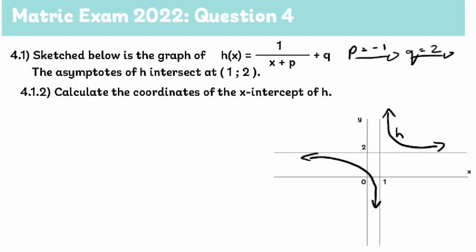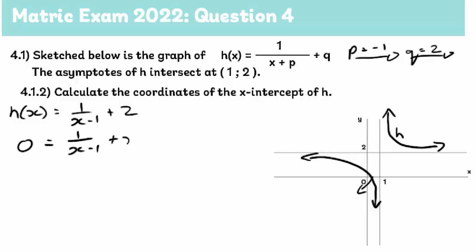Question 4.1.2. Calculate the coordinates of the x-intercept of h. So what the question's asking is, what is this coordinate over here? In order to do that, we need to rewrite the function, and this time insert the values of p and q, which equals 1 over x minus 1, plus 2. How do we work out the x value? We make y equal to 0. And then that'll equal 1 over x minus 1, plus 2.